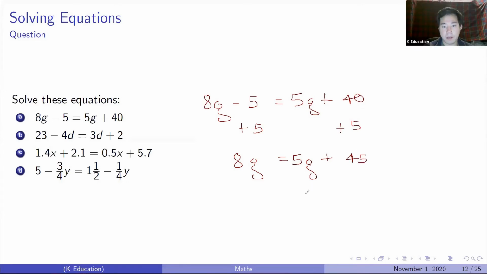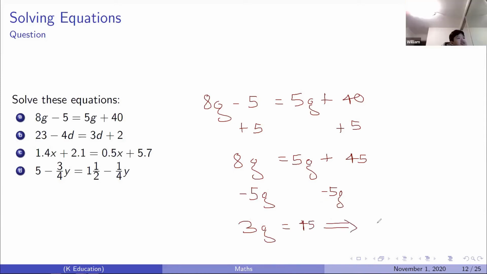And now we know that 3g is 45. How do you know that 3g is 45? Because 5g plus 45 is 8g's, and then 8g minus 5g is 3g. Okay, so now you're subtracting 5g from both sides. So this 5g will cancel out with this 5g, right? And 8 minus 5 is 3g. This is 45. So finally, what is g equal to? G is 15. G is 15.